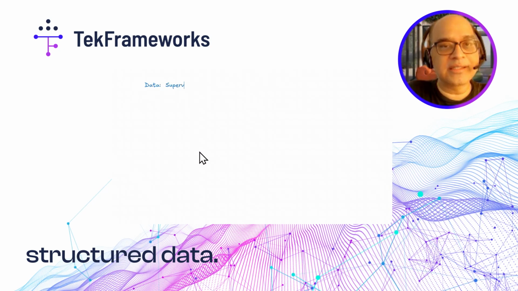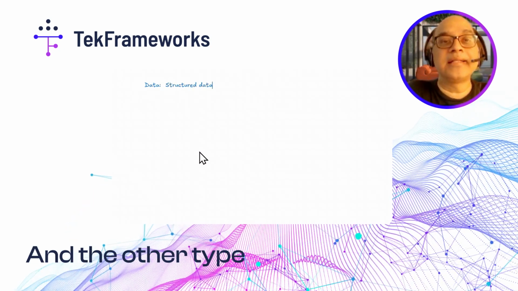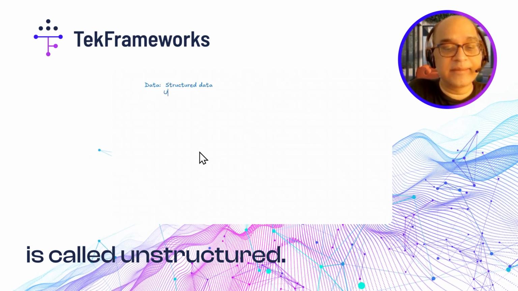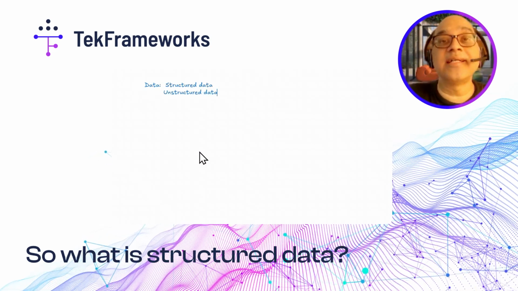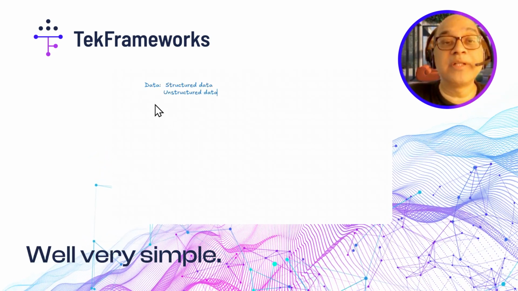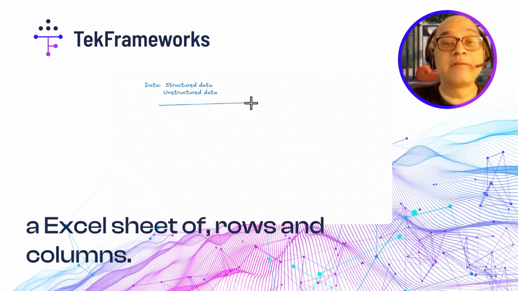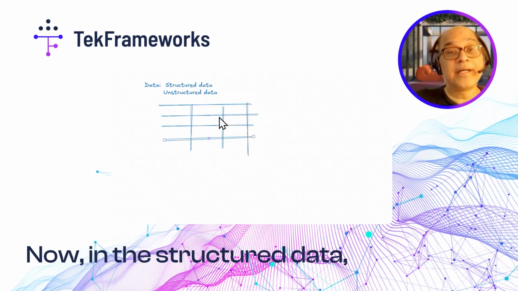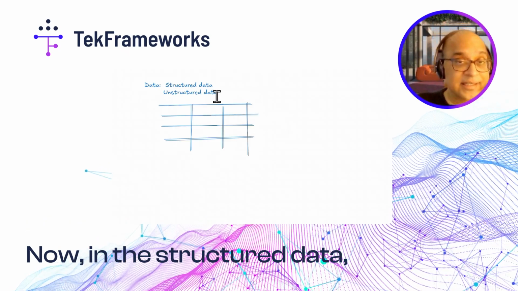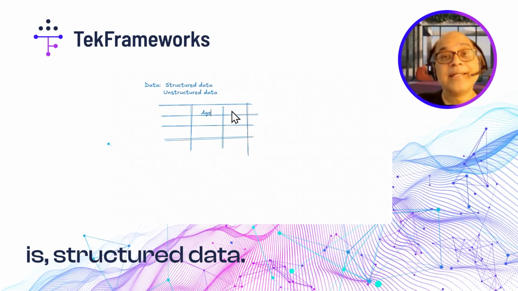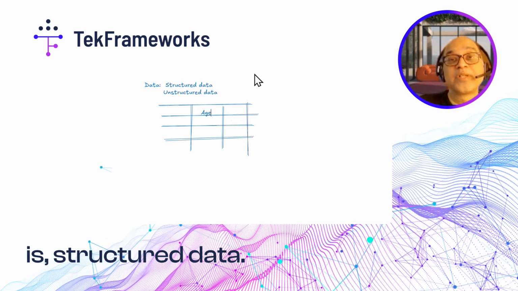One is called structured data, and the other type is called unstructured data. So what is structured data? Well, very simple. I have, let's say, an Excel sheet of rows and columns. Now, in structured data, essentially anything that I can represent as an Excel sheet is structured data.